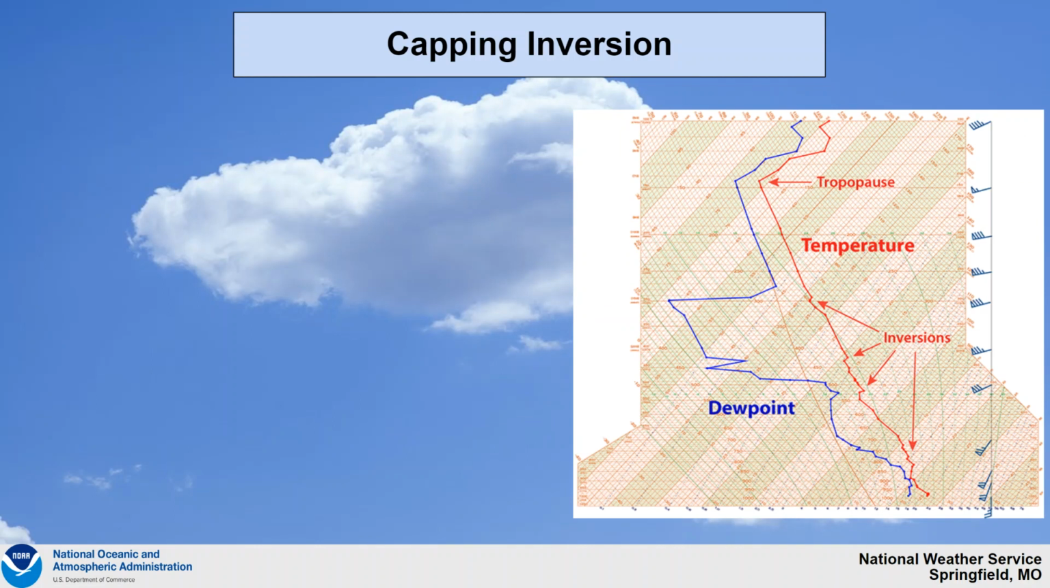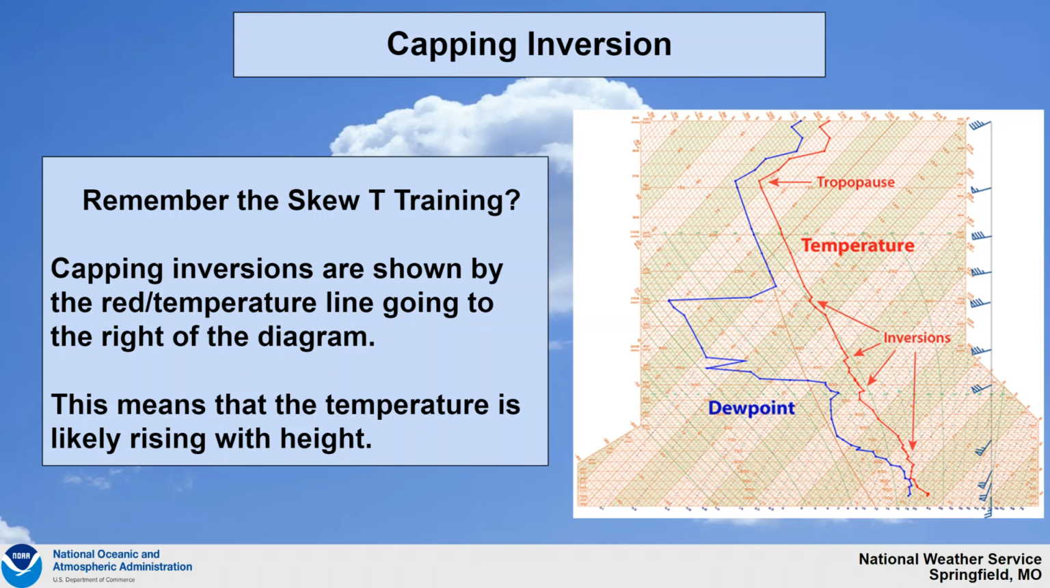So if you remember back to the SKEW-T training Weather Unlocked video, where we discussed the different diagrams and how to view temperature and dew point on the maps. So this is just sort of a refresher here. On the right-hand side, you've got the temperature, how it increases or decreases with height. And then the blue line, sometimes it's green also, is the dew point temperature. Now these capping inversions are shown by the red line going to the right on the diagram. This means that the temperature is likely rising.